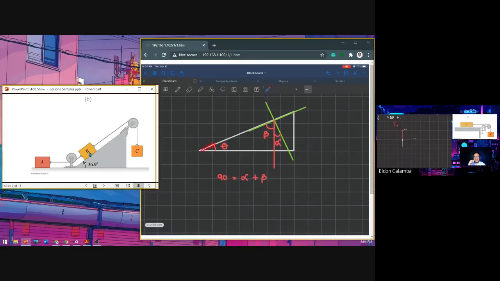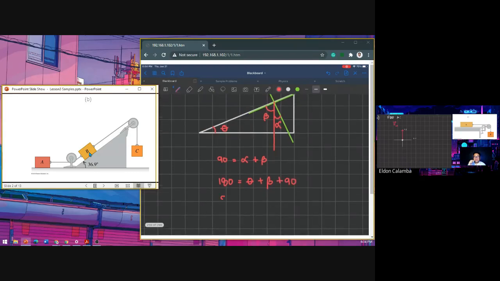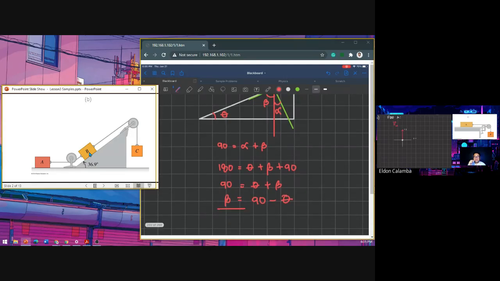And then let's have this one. Ito. This is also a right triangle. So, meaning to say, 180 just equal to theta plus beta plus 90 degrees. So, we could have 90 that is equal to theta plus beta. Or we could express this beta in terms of theta and 90. So, we could have 90 minus theta. Okay? We substitute this one papunta sa equation na to.